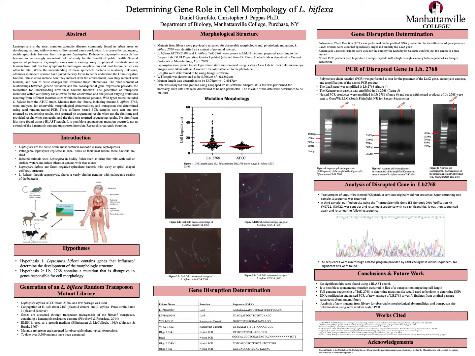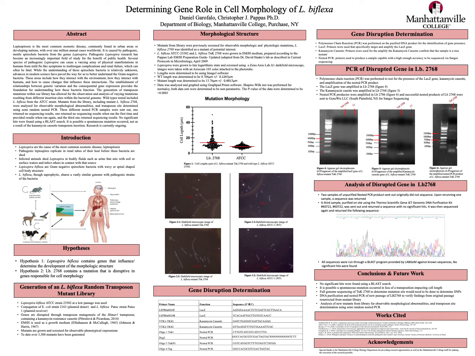Determining gene role in cell morphology of Leptospira biflexa. Leptospira are the cause of the most common zoonotic disease, leptospirosis. Pathogenic leptospires replicate in the renal tubes of their host before being shed into the environment, infecting others that come in contact with that source.